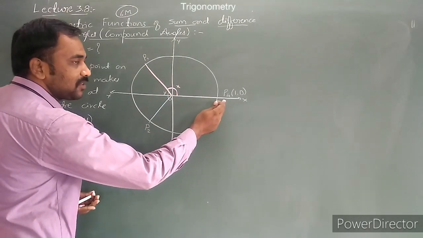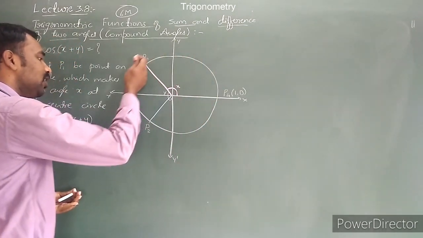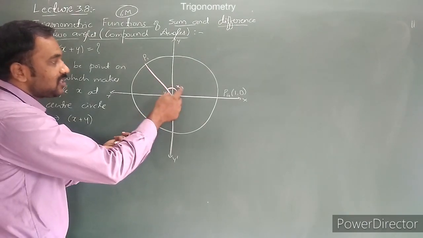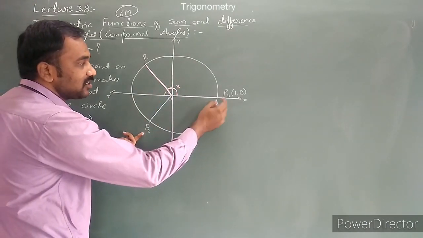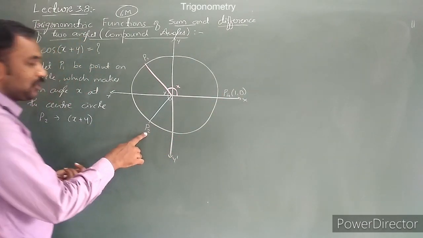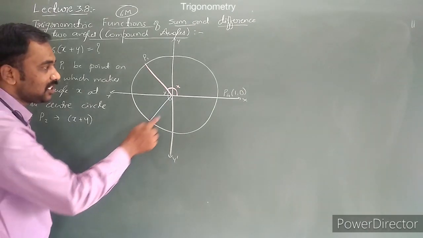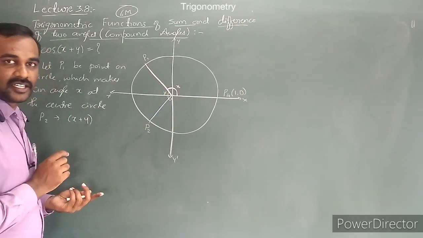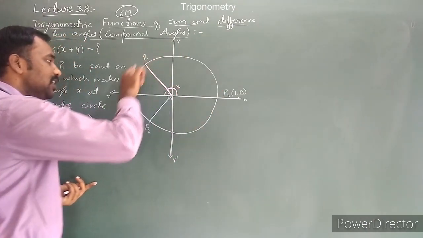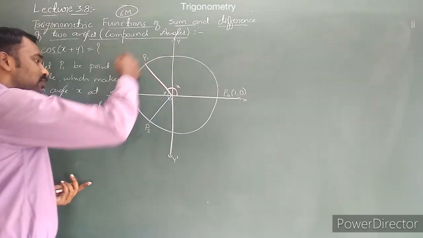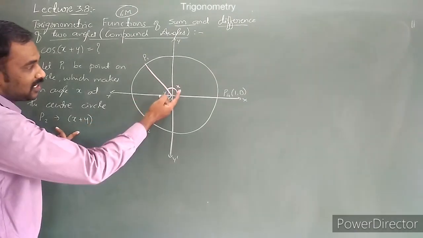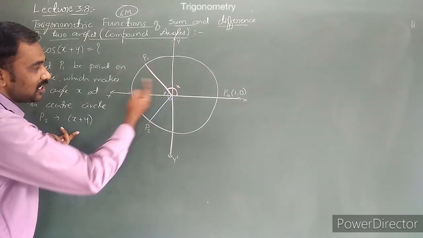So the reference point is P4. From here, how much angle is subtending? The point P2 subtends an angle x plus y at the center of the circle. This is our reference point. Are you clear? I am measuring the angle from the point P4. From here onwards it is x plus y. From here to here it is y, because this angle is already x, and only this part is y.